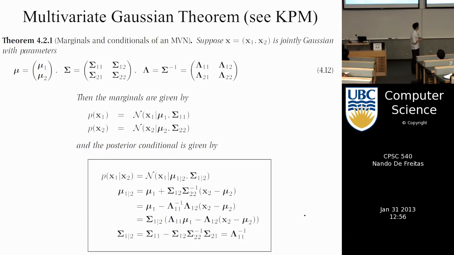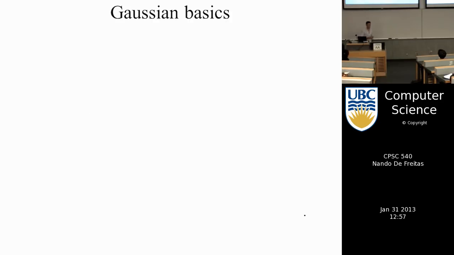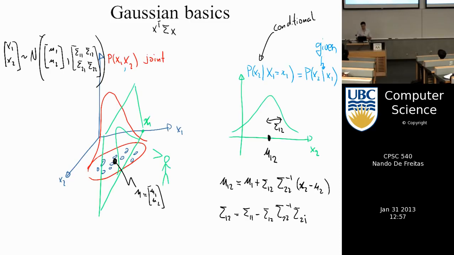And so the theorem essentially tells us what the expression should be for mu 1|2 and sigma 1|2. The theorem is well within the reach of any grad student at UBC to go over the proof. In fact, if a grad student can't go over that theorem, I think there's a question as to whether you should be in grad school or not. But it's just tedious algebra, and there's no point in boring you with that algebra.